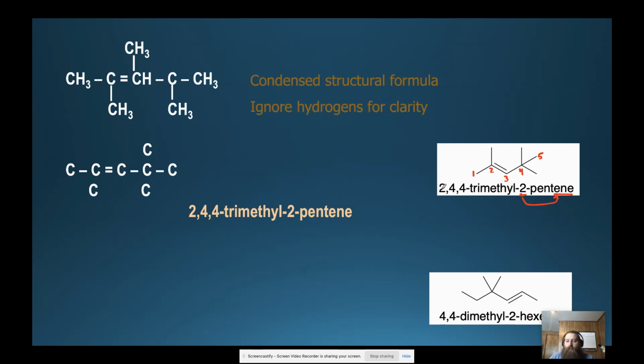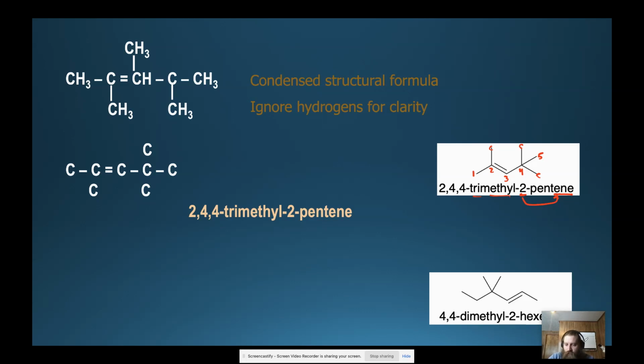All right. At position 2 and 4, we have methyls. We have a total of 3 methyl groups. So we say at 2, 4, and 4, there are 3 methyl groups. This is 1 carbon sticking off the chain, so that's a methyl group.